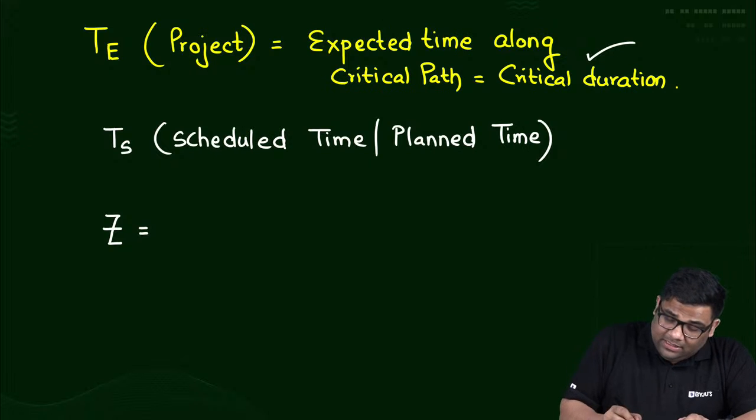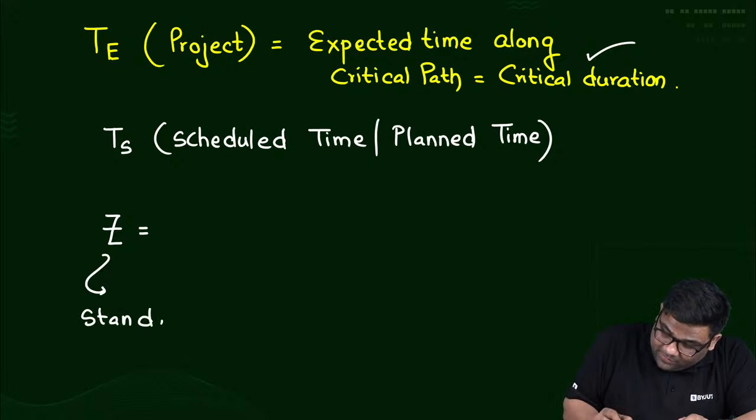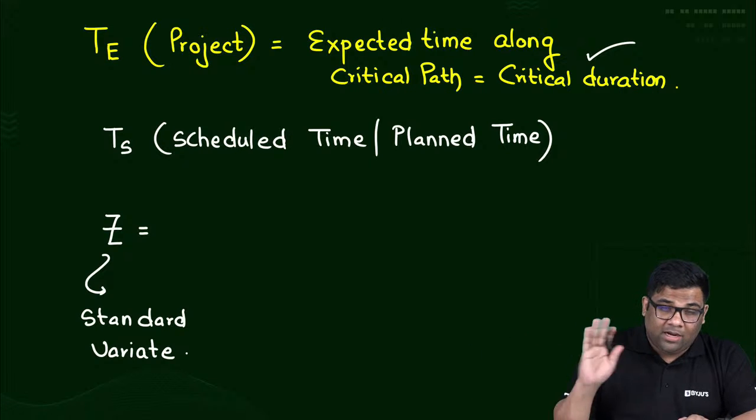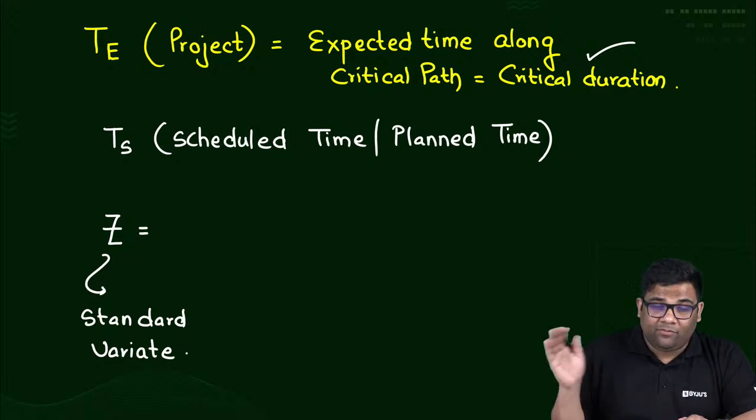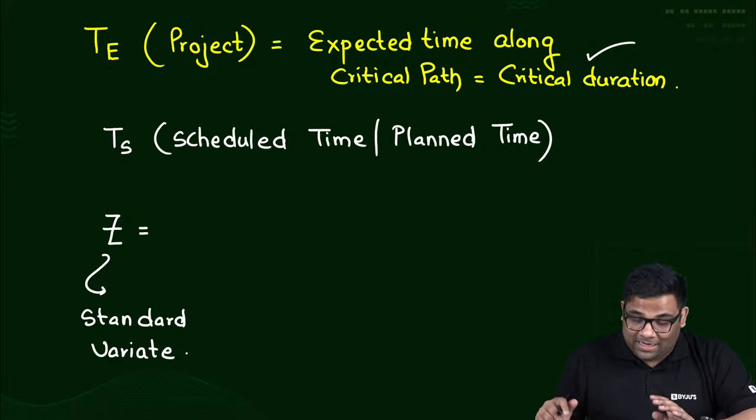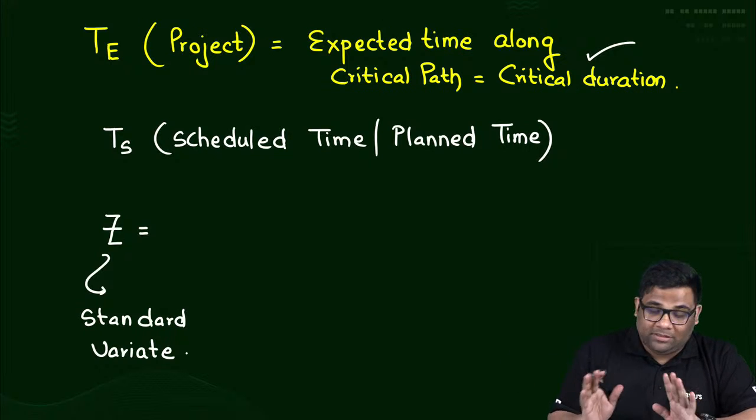This Z is known as your standard variate. See, I am not going to go into details of this. I have already explained it in one particular video. Now I am going in fast forward mode because this is a revision class. This is not a concept development class. But still I am telling you some things which are required.